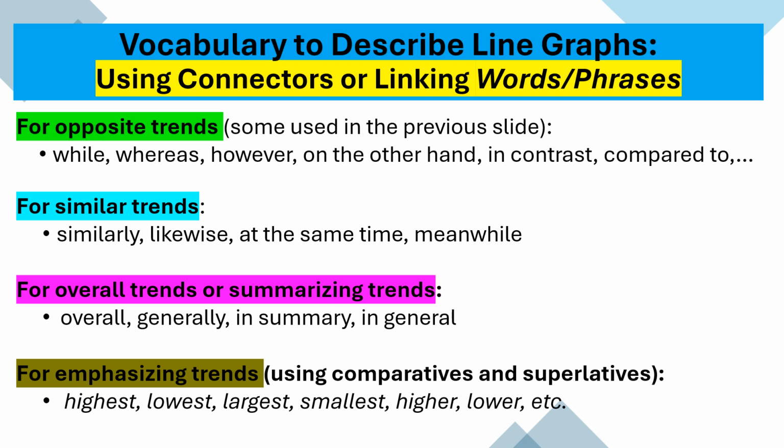In addition to these words, sometimes we need to emphasize certain trends in data. To do this, we can use superlative adjectives such as highest, lowest, largest, and smallest to describe the most significant trends. Similarly, comparative adjectives like higher, lower, larger, and smaller can be used to compare different data points effectively. Using these connectors correctly will improve the clarity and coherence of your IELTS Task 1 response.